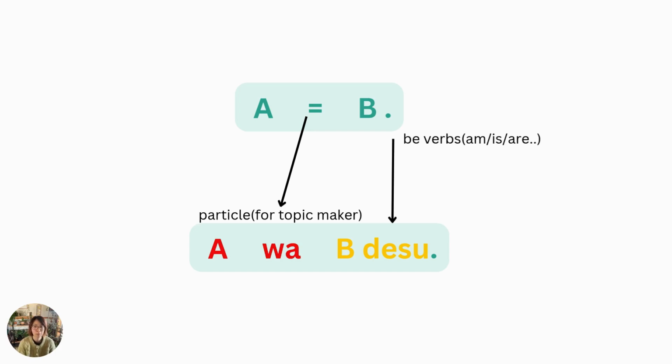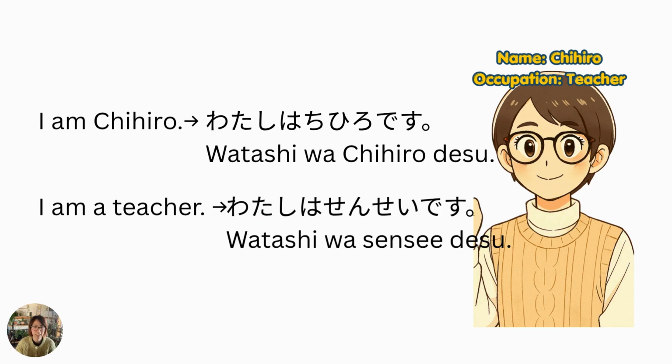This is the be verbs such as is, am, are. And Japanese verbs always come at the end of the sentence. Okay? Good. じゃあ、if you want to say, I am Chihiro. I am a teacher.